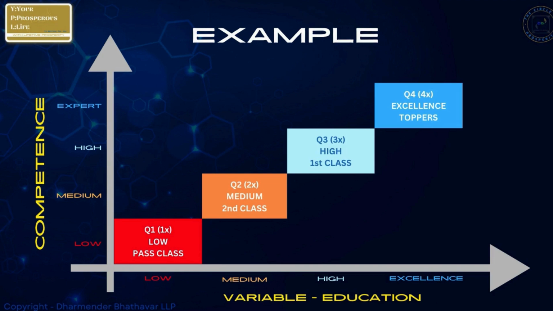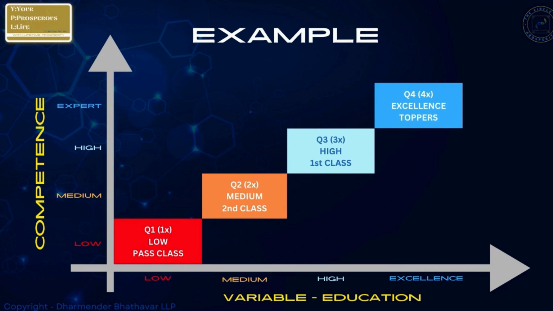Where exactly do you stand using all these two variables and the 4 zones in these 2 variables? Now if your competency is low and your education is low, that means that your pass class is low. So let us consider this as Q1, that is quadrant 1, and the 1x represents the number of times of growth you require. So let us consider Q1 at the rate of 1x where both the levels are low. That means the desired output would be pass class.